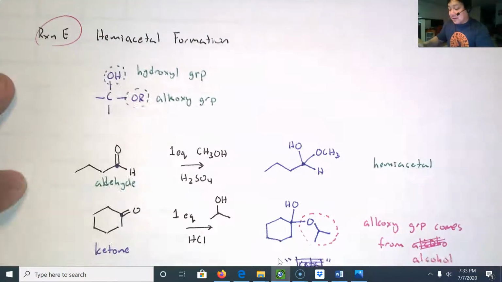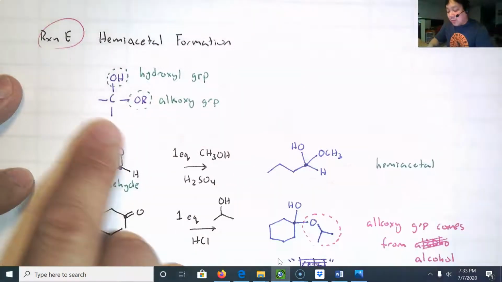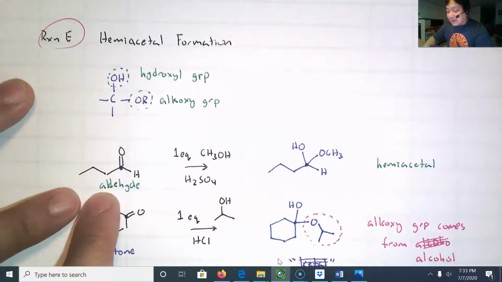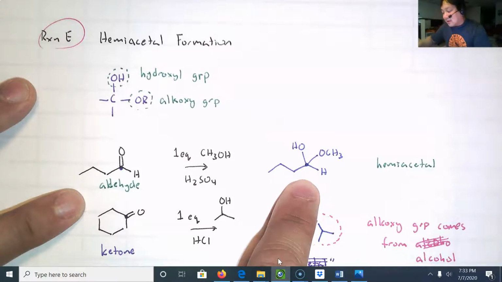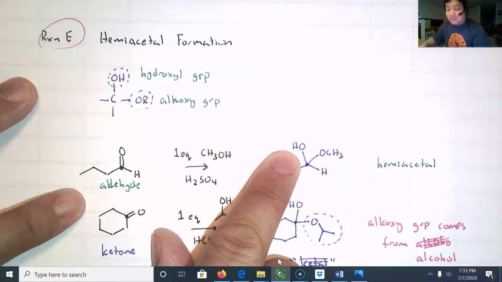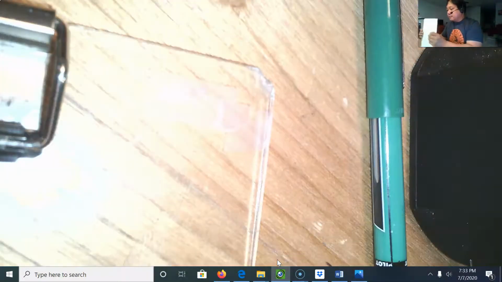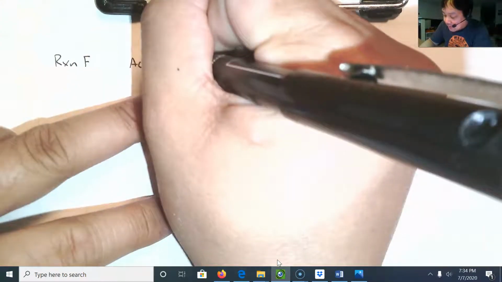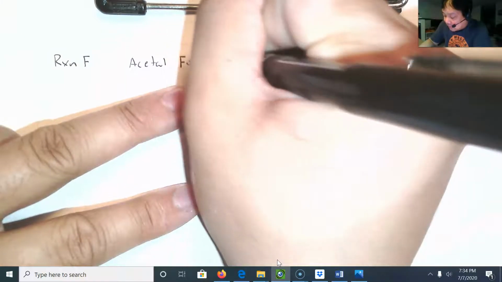What is an acetal though? An acetal is going to be a molecule where we have two alkoxy groups instead of one alkoxy, one hydroxyl. So you can imagine that we take an aldehyde and we go to the half acetal or the hemiacetal, and to get to the full acetal, or just plain acetal, we're going to put in another alkoxy group in replacement of this hydroxyl group. Let me write that out, and this is going to be reaction F, acetal formation. And yes, we will be going through the hemiacetal to get to the acetal.